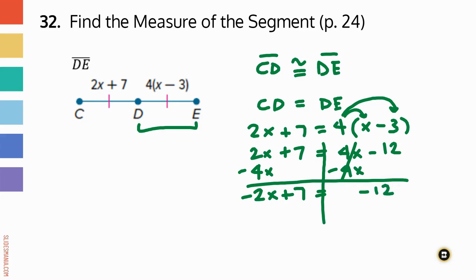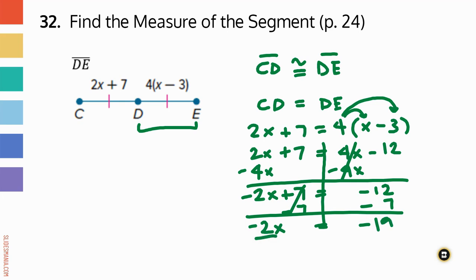Now I'm going to move 7 to the other side. I do that by subtracting because that's the opposite. So minus 7 on both sides. And negative 2x comes down. 7 minus 7 cancels out. And then negative 12 minus 7 is negative 19.